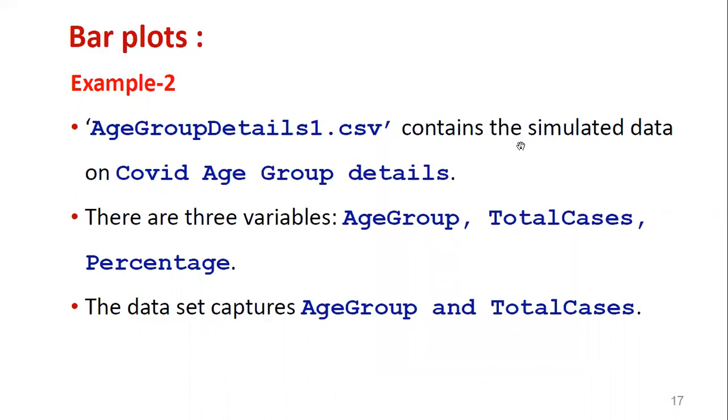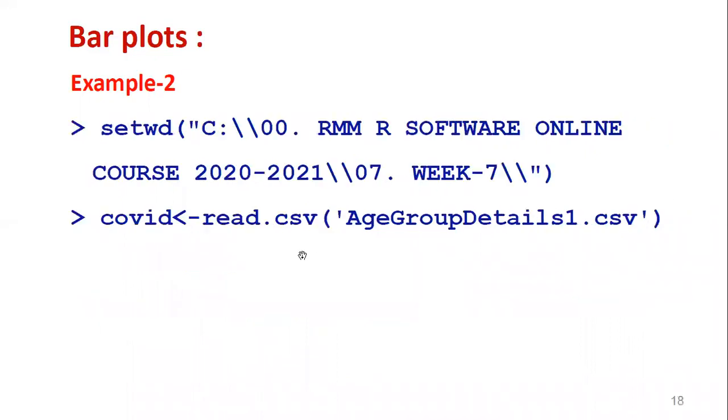Like earlier, we have seen age group details, COVID related data, and we have calculated absolute and relative frequencies of this data. In the same way, we can create a bar plot for this data set also. This data set we already reviewed. There are 3 variables: age group, total cases, and percentage.